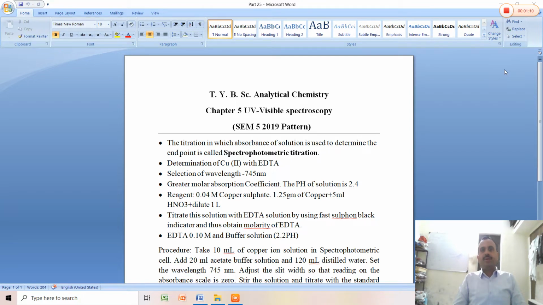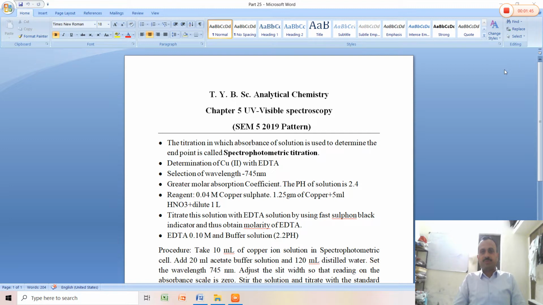Now if you take an example, an application given here is spectrophotometric titration. With the help of spectrophotometric titration, we can determine the concentration or amount of a chemical. For example, determination of copper 2 with EDTA. Copper can be estimated spectrophotometrically with the help of the ethylene diamine tetraacetic acid, that is EDTA, complex.